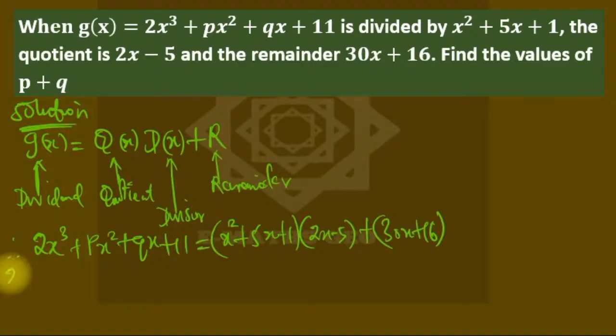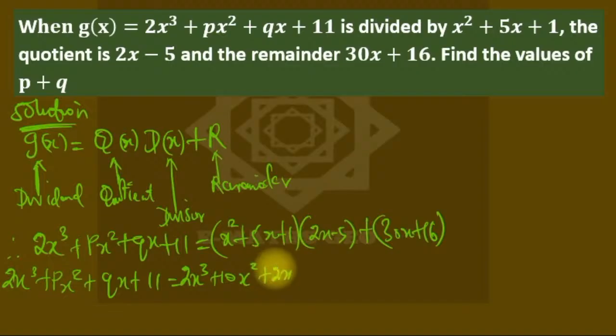So we have 2x cubed plus px squared plus qx plus 11. This will open up: this times this is 2x cubed, that same times that is 10x squared, times that is plus 2x. So minus 5 multiplied by that: minus 5x squared, minus 25x, and minus 5, plus 30x plus 16. So let's collect like terms here before we compare.